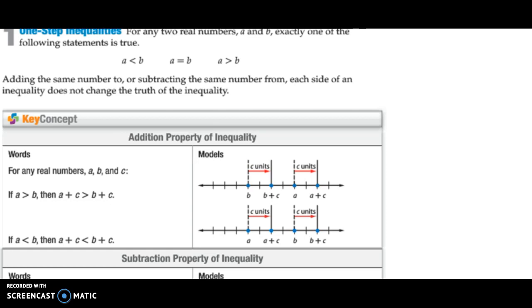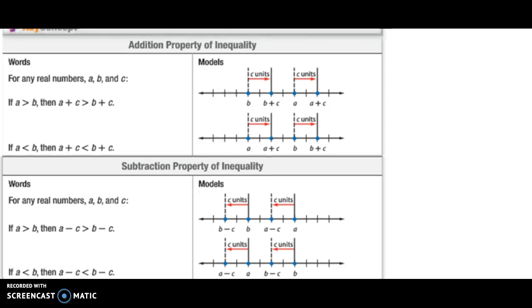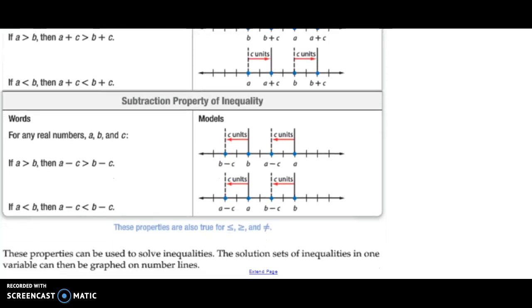Okay? And so we can use the same concepts of addition and subtraction of equality similarly with inequalities. So if you add some value C to both A and B, it's going to remain greater than, or it's going to remain less than. Okay? The same is true with subtraction. If you add or subtract something from both sides, you'll still get your inequality to be the same.